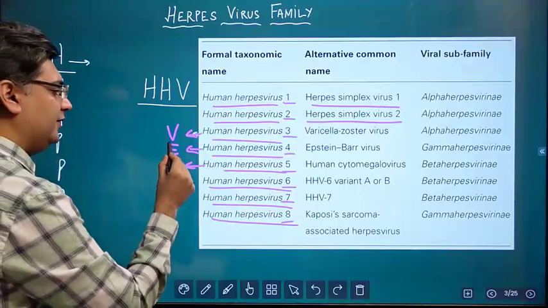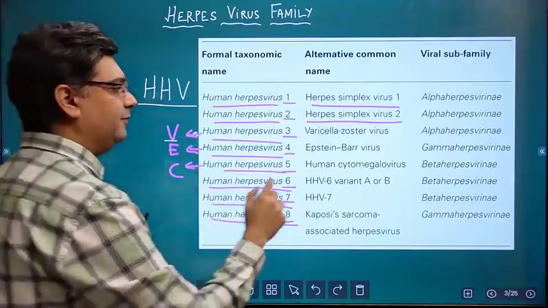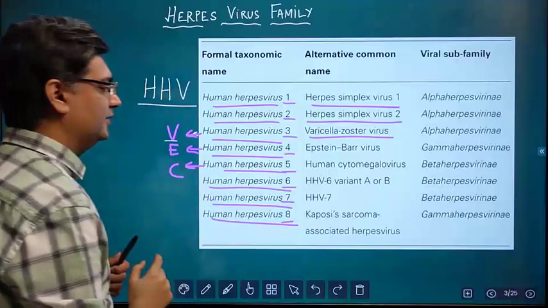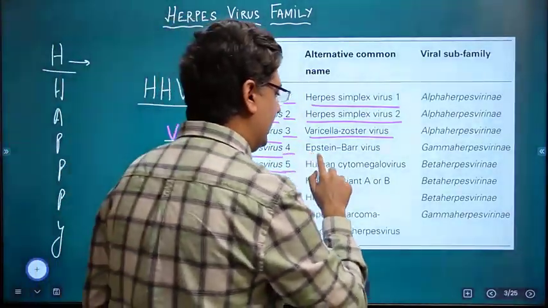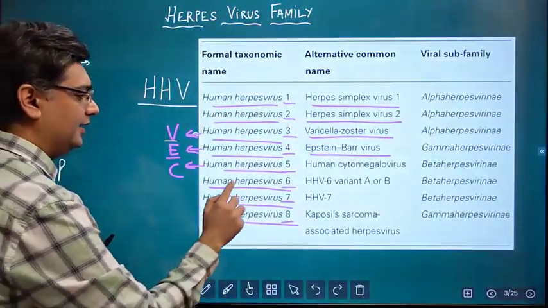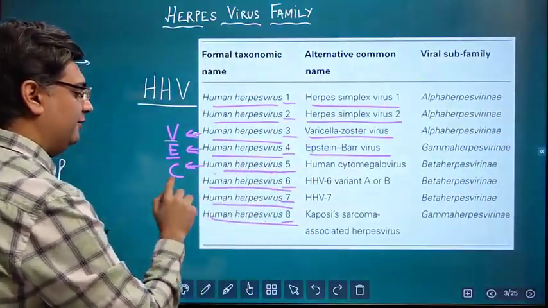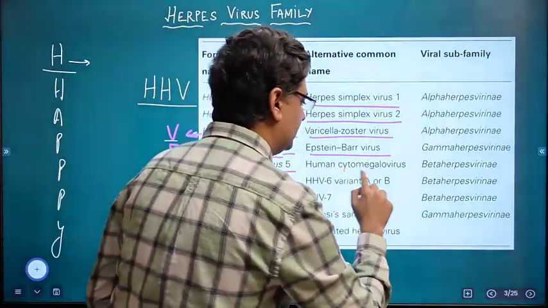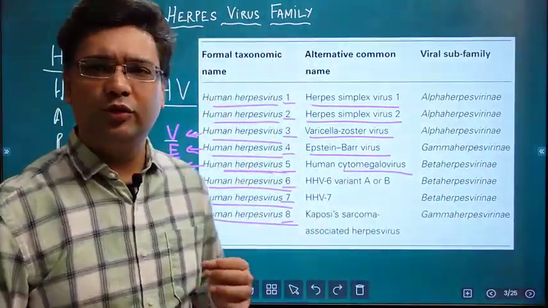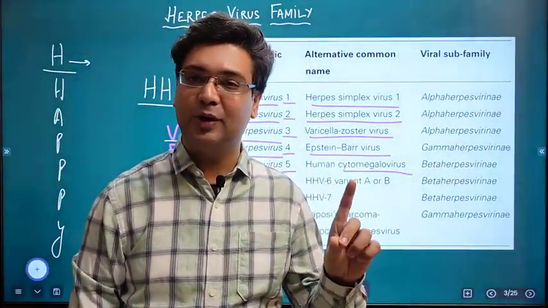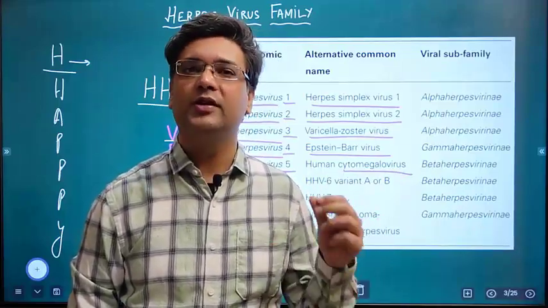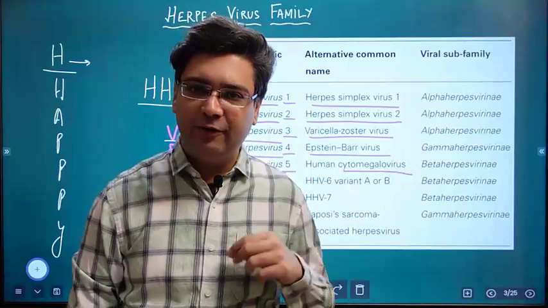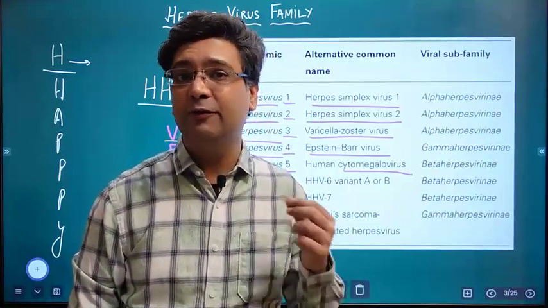So HHV3 is V, which is varicella zoster virus, and HHV4 is the E here, which is the Epstein-Barr virus, and HHV5 is the C here, which is the cytomegalovirus. So you will just remember herpes simplex 1, which is HHV1, herpes simplex 2, which is HHV2, and for 3, 4, 5 we are going to make an acronym which is VEC.